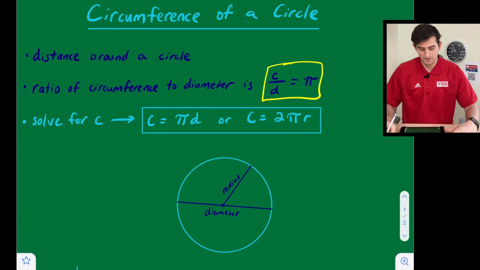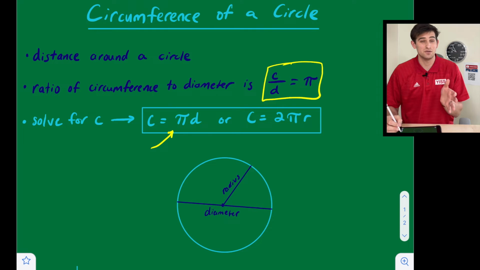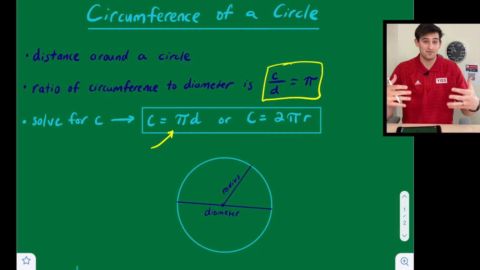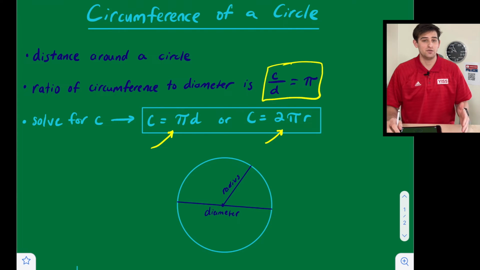So if we take this equation, c over d is equal to pi, and we solve it for c, then we can multiply both sides by d, and we get our equation for circumference, which is c is equal to pi times diameter. Well, we just said a minute ago that the diameter is made up of two radii, so the radius is half of the diameter. So we could also write this equation as c equals 2 pi r, because 2 times the radius would be our diameter, okay?